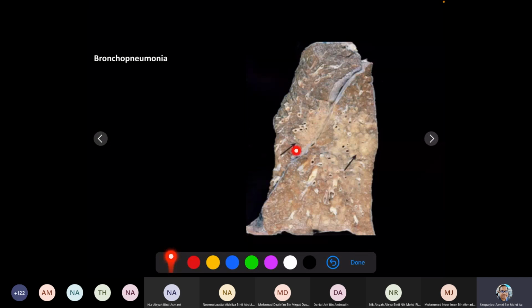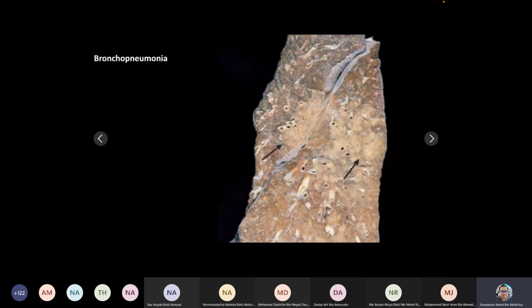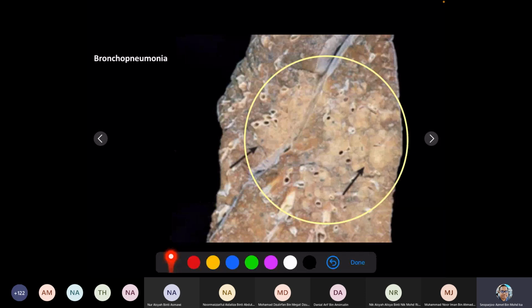And you can see there is some pale area in this part. Here is the pale area, just highlighted for you. And don't worry, the one I highlighted with green is just a fissure. The pale area is the part where the pneumonia occurs. This is the pneumonia.